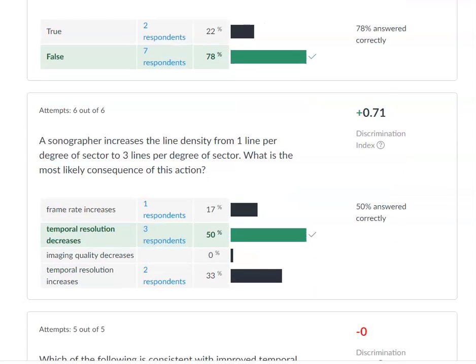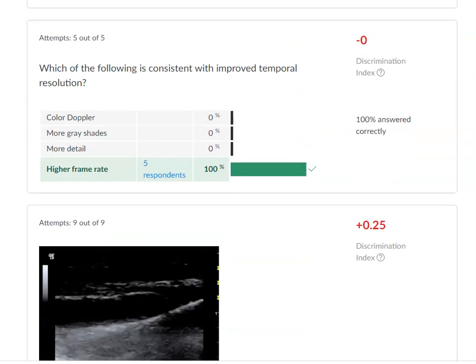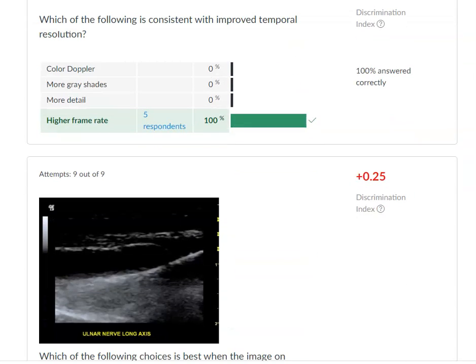Next, the sonographer increases the line density from 1 line per degree to 3 lines per degree. What is the most likely consequence of this? So if you're going from 1 to 3, it's probably going to slow down your frame rate or decrease your temporal resolution. Next, which of the following is consistent with improved temporal resolution, higher frame rate? That's what it means.